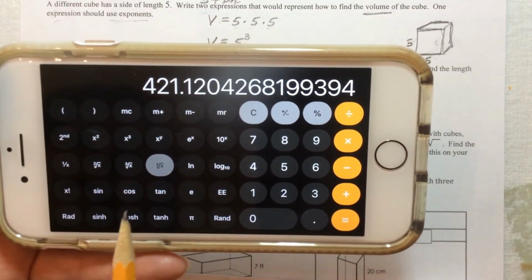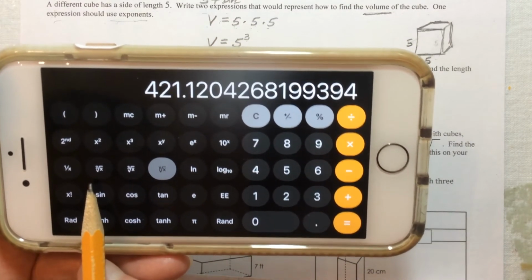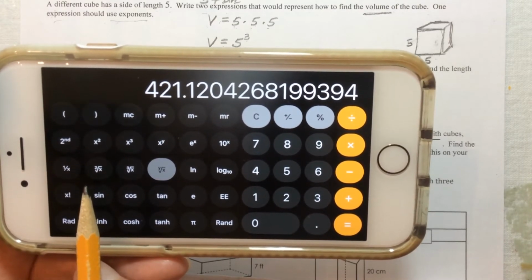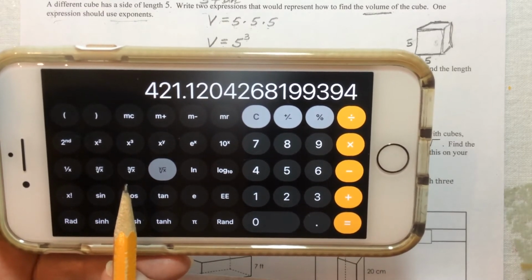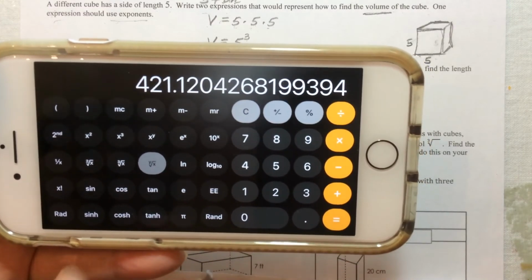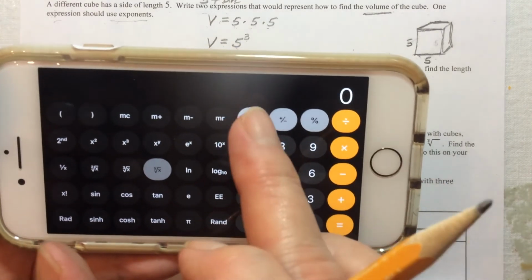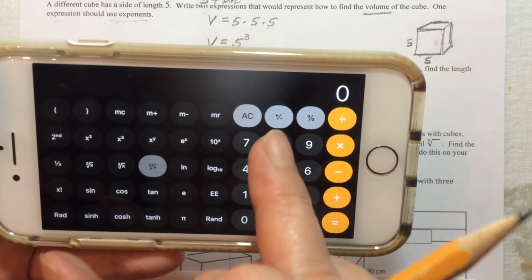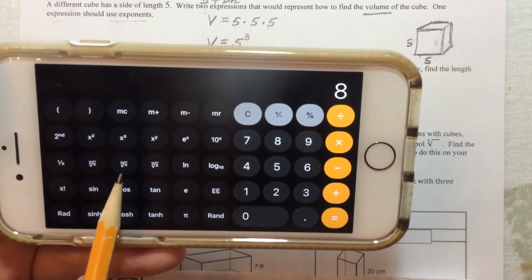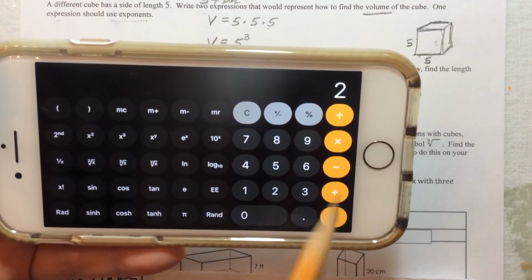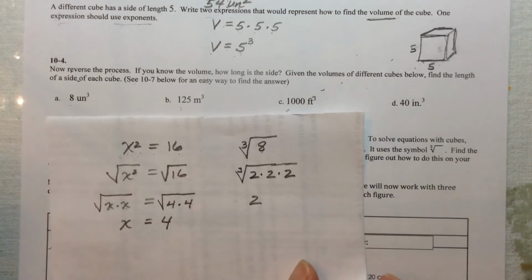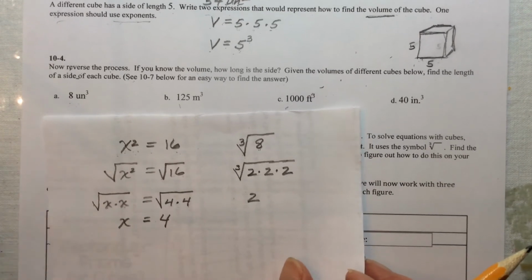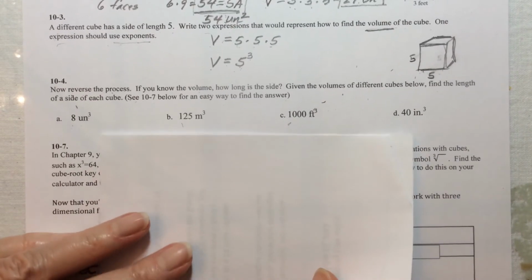So here we have a square root, which is the square with a 2 in it, and we also can find a cube root. For instance, if I wanted to find the cube root of 8, I would put 8 in, and then I would choose this function, which is the cube root, and I would find that the answer is 2. There's also a way that you can find cube roots without using a calculator.